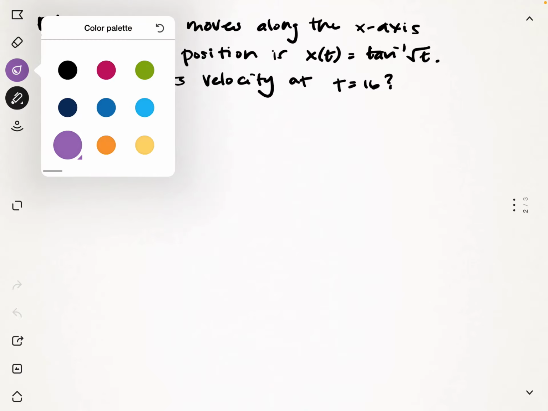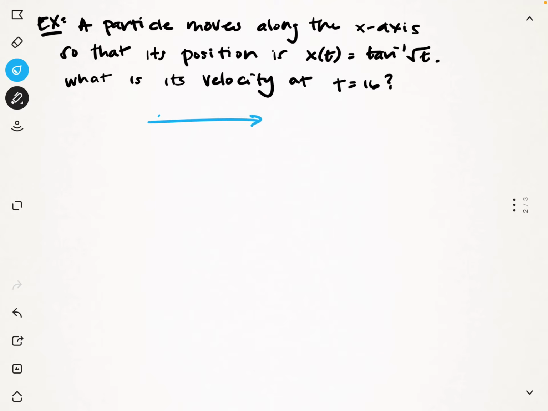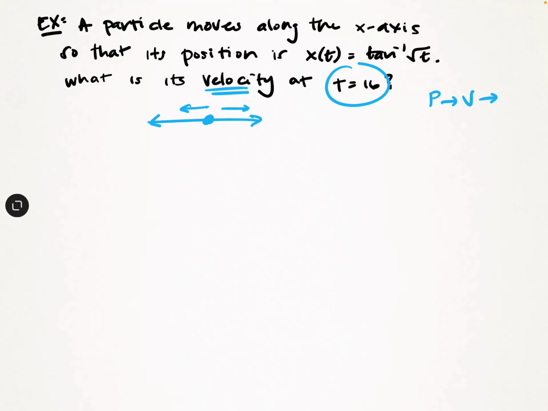Okay, so the next one is an application, another problem involving particle motion. On the x-axis, this particle is moving left and right. The position is modeled as x of t equals tangent inverse of square root t. What is the velocity at t equals 16? Remember velocity is the derivative of position. So from position, we take the derivative to find the velocity, and we take the derivative again to find the acceleration. Because we're going from position to velocity, we have to take the first derivative of this.